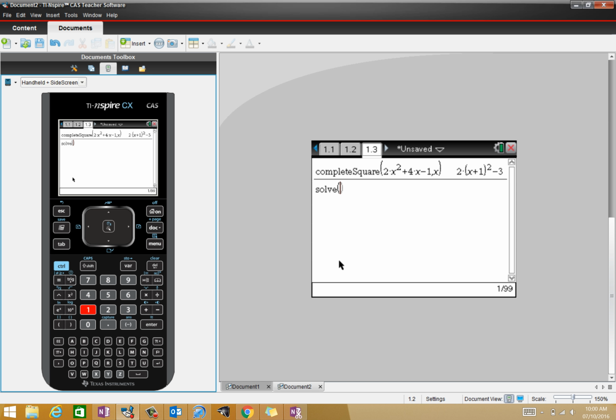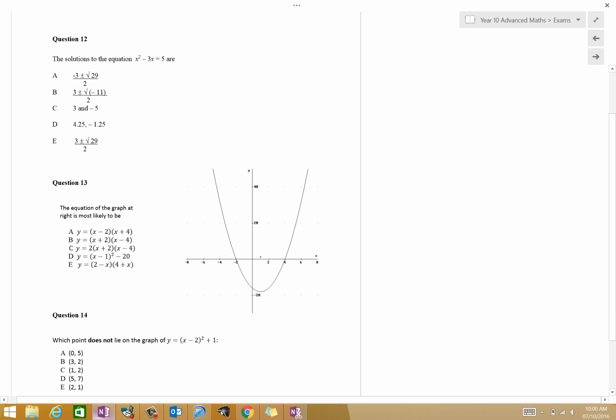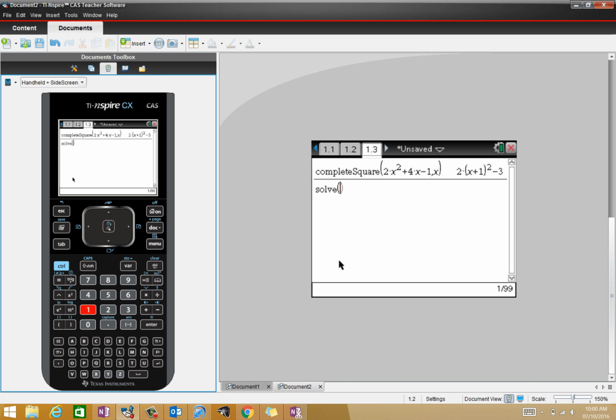Menu 3, 1. Solve. And what are we solving? We're solving x squared minus 3x is equal to 5. And then what we've got to do is, the calculator's silly, we need to do comma x, because we need to tell the calculator we're trying to find x. And look at that, it's given us the solutions.